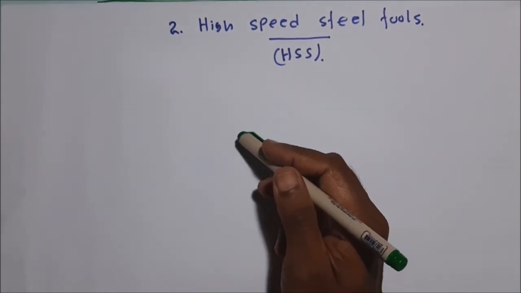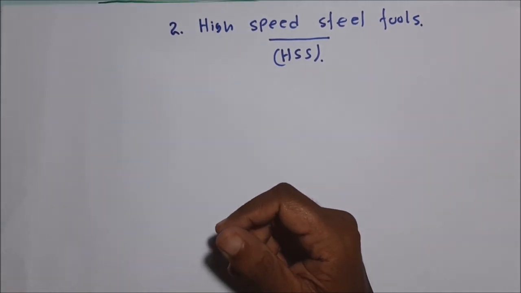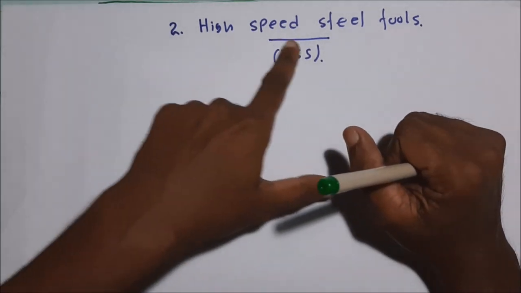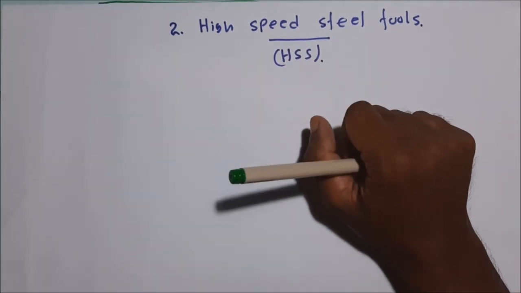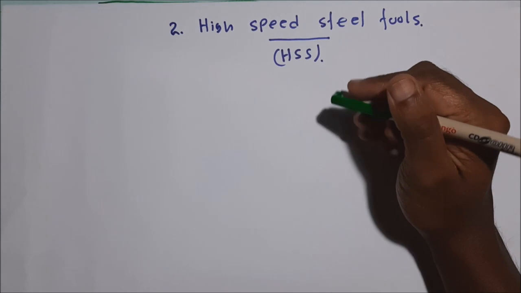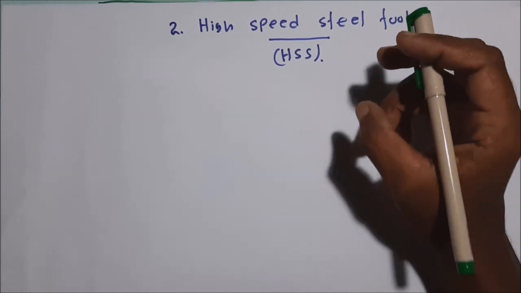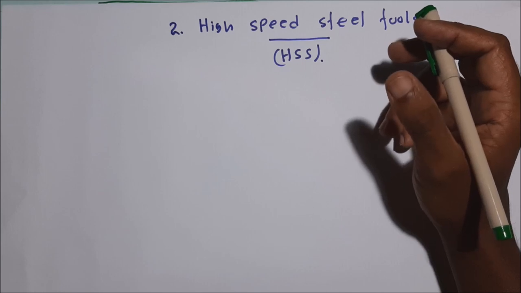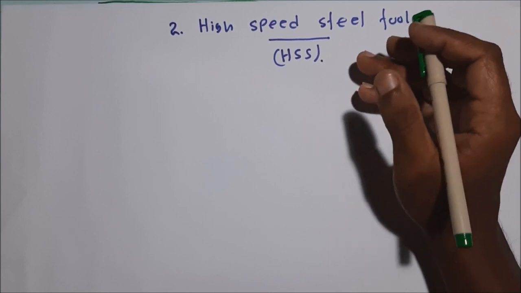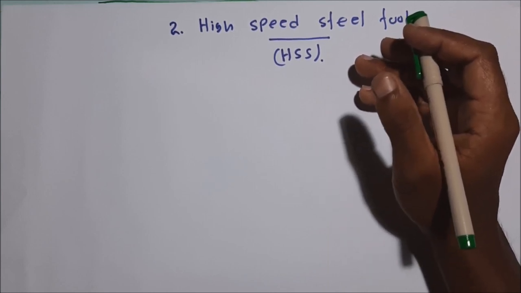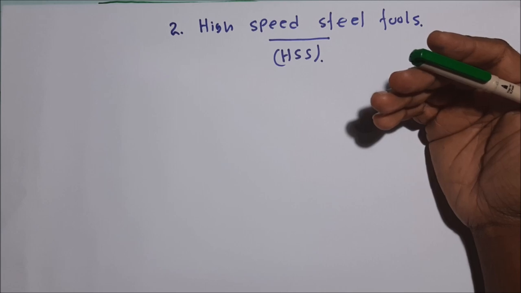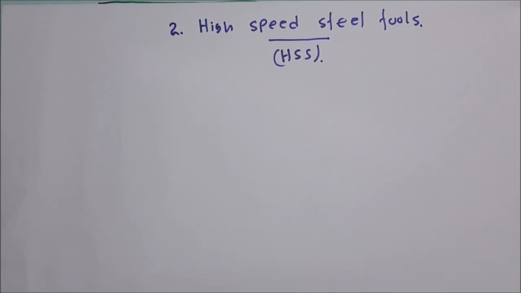At the time, it was extremely popular in the industry for machining, because it can be used for high speed cutting applications. That means cutting velocities can increase, so the material removal rate increases. Using the HSS tool, material removal rate increases because of high speed cutting application. So the production rate increases, and that is why it was extremely popular.